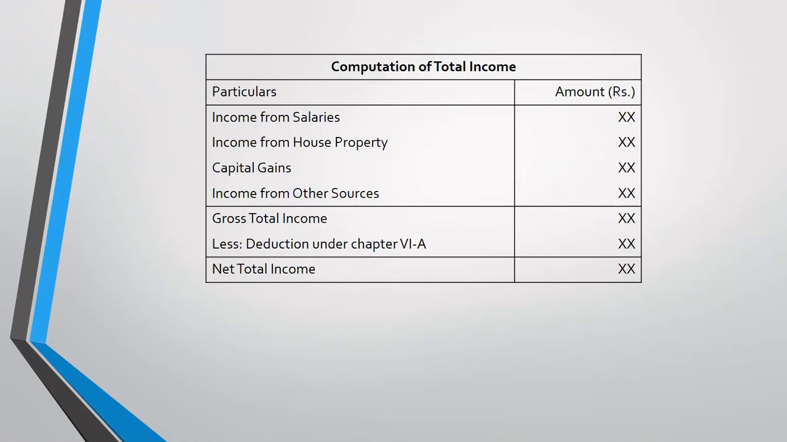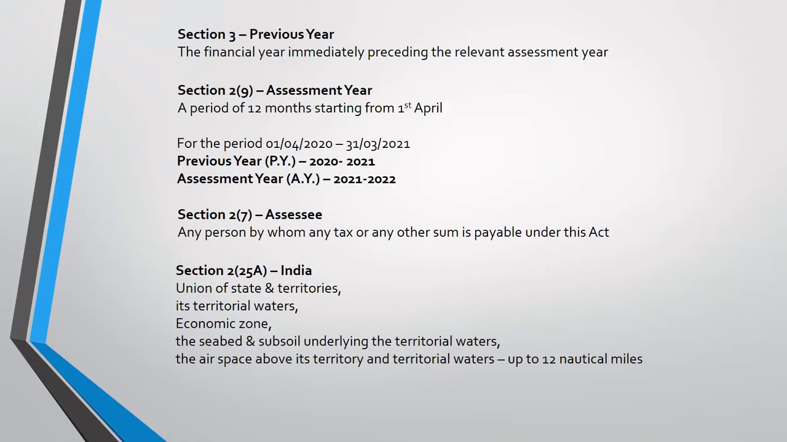Now, this is how the computation of total income is made. You have income from salaries, income from house property, capital gain, other sources. You have a gross total income. Deduction under chapter 6A is deducted, and the rest is your net total income. Okay. Now, moving on.